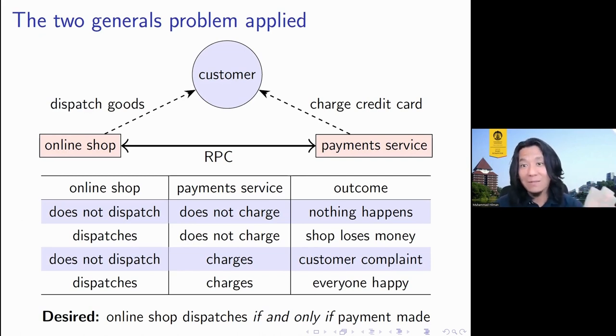The last scenario is the objective that we should achieve. It is the same as the general problems before. They have to reach consensus all together, so everyone will be happy. The online shop will dispatch the goods if and only if the payment is made. So this is the first abstraction of the Chinese general problem into our distributed systems problem.